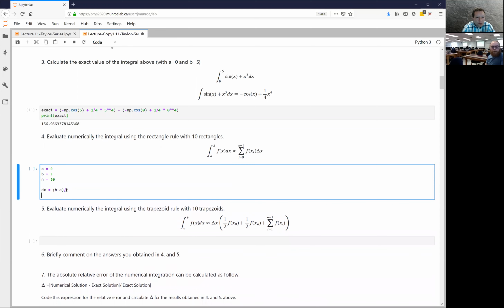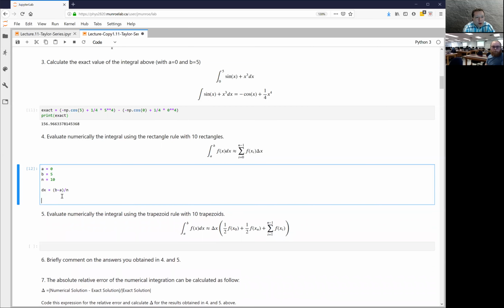Okay, so far that's a program that will compute some of the things. If we're going to do a rectangular rule, the idea is we have to implement this thing on the right as a piece of code. Well, how do we do that?